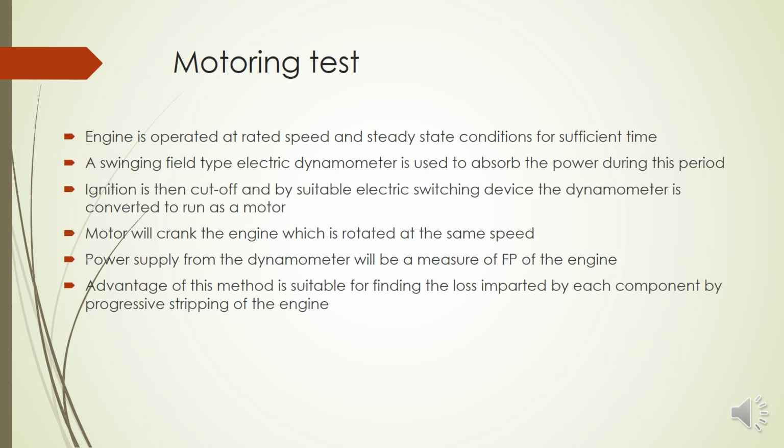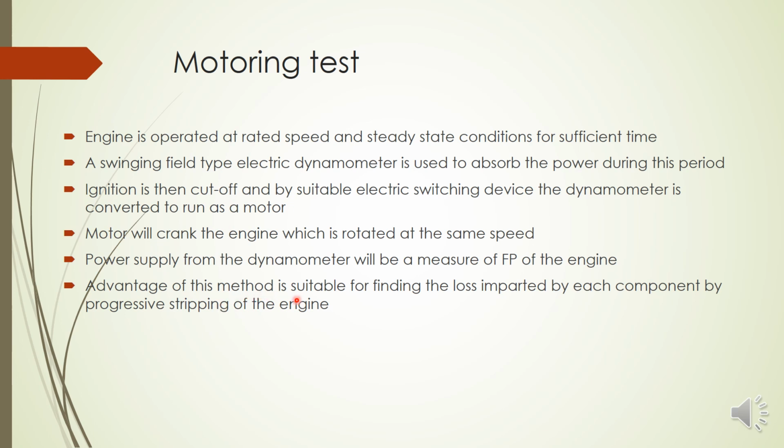The main advantage of this method is we can find the frictional power from each element of the engine. That is, if we want to know the frictional power due to the piston or another moving device, we can find it out by this method. How? By progressive stripping of the engine. Progressive stripping means first the engine is run with all the components, then we remove some components and do the motoring. So we will get another frictional power. The difference will be the frictional power due to that component.